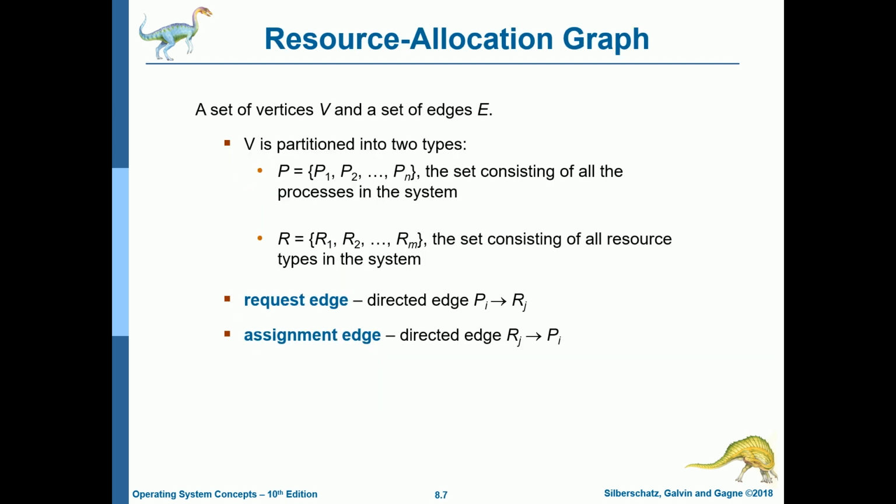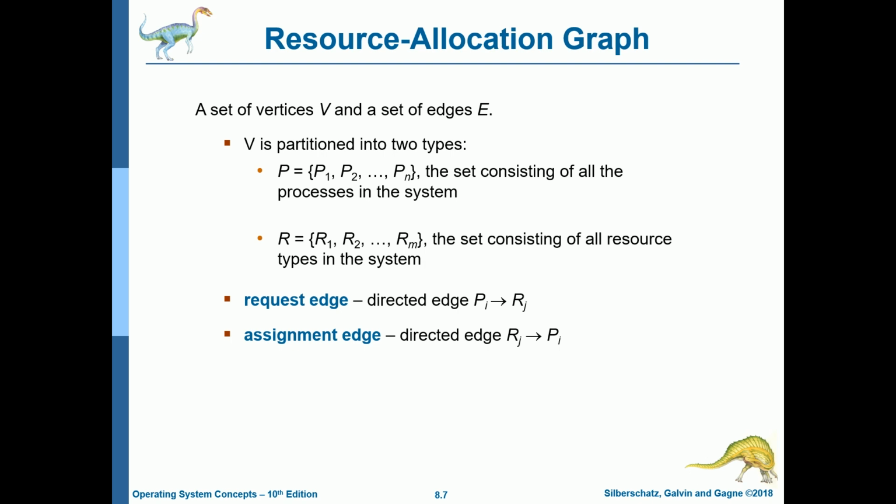Deadlocks can be described more precisely in terms of a directed graph called a system resource allocation graph. This graph consists of a set of vertices V and a set of edges E. The set of vertices V is partitioned into two different types of nodes. For argument's sake, we're going to interchange process and task a good bit. Now let's suppose that P is the set consisting of all of the active processes in a system, and R is the set consisting of all resource types in the system. We also denote that there are N processes and M resources.